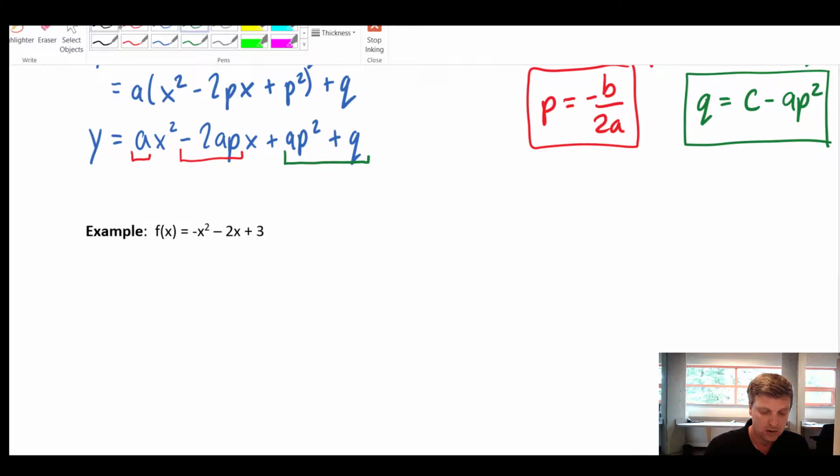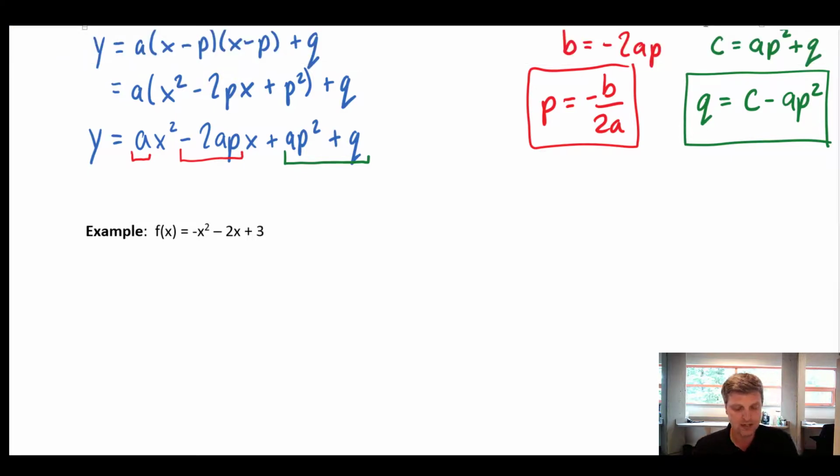try one out. So I've got this equation, f of x equals negative x squared minus 2x plus 3. So I'm just going to write it out here so it's nice and clear what my A and my B and my C are. A in this case, there's a negative sign there, so A is going to be negative 1, B is going to be negative 2, and C is going to be 3.